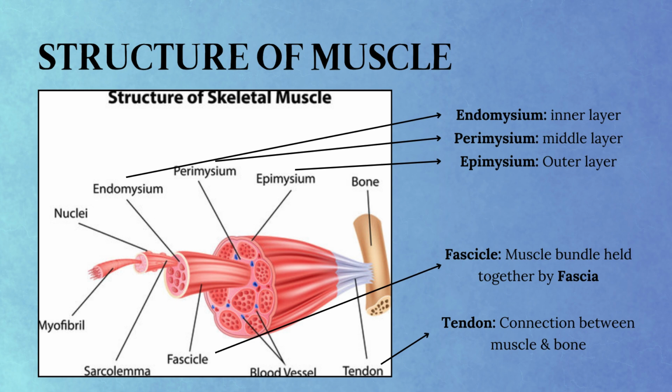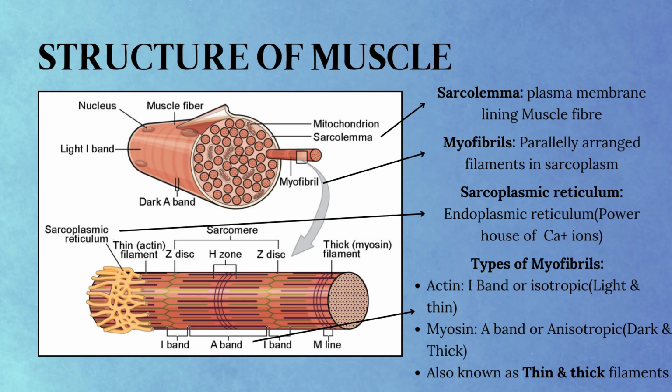Let's see the structure of muscle. Muscle is attached to the bone through tendon. The outer layer of the muscle is called epimysium. The middle layer of the muscle is called perimysium. The inner layer of the muscle is called endomysium. The muscle bundles in the muscle are held together by fascia. Sarcolemma arises from the muscle bundle. It is the plasma membrane lining the muscle fiber.